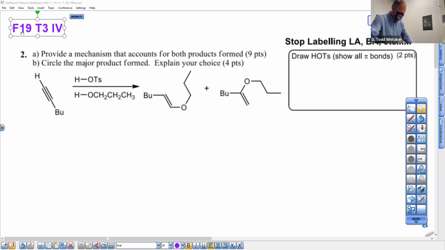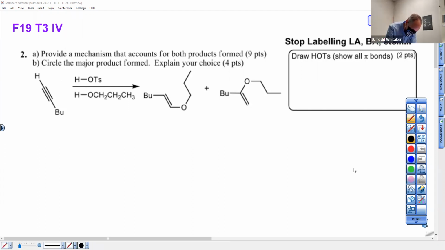Sorry. Here it is. Fall 19 was the exam we took this from. Test 3, Part 4. No labeling on this question. We're going to use a strong acid called HOTS, and once again, they were asked to draw HOTS and show all pi bonds. So you can't just write this SO3 S, you can't do that. There's pi bonds in there. And you can't say R, you can't do that. But that's a sulfonic acid. Just a little heads up.